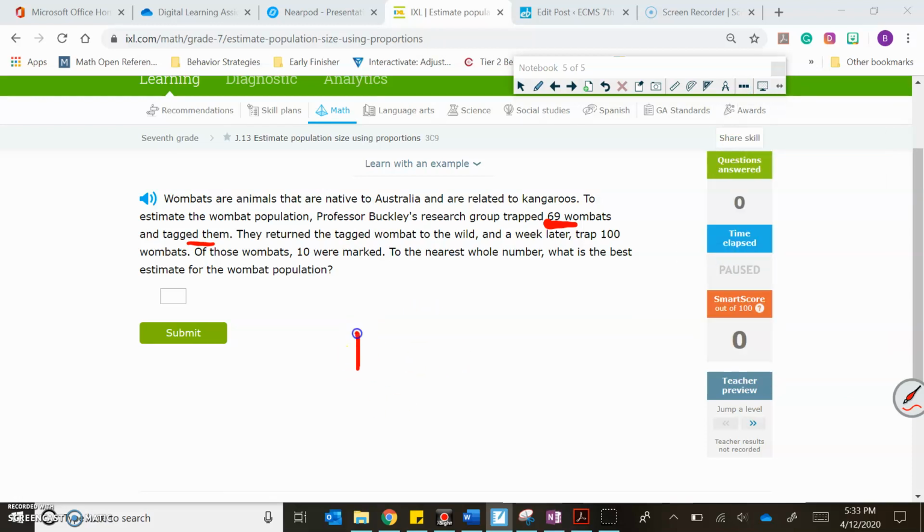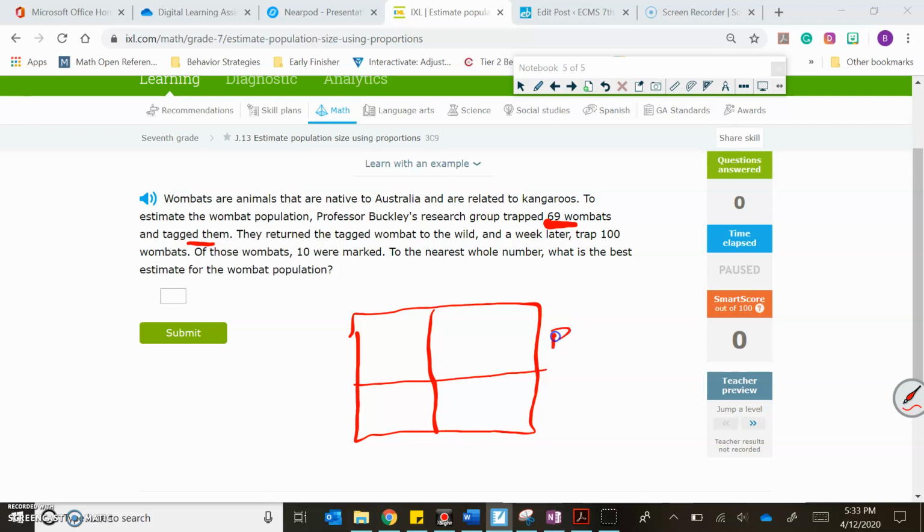Alright, so we're going to start by setting up our box because we're making predictions here. And we're still looking at a part to whole relationship. Remember that the population is always the whole. Alright, so let's start back from the beginning of our problem and look at this again. It says that Professor Buckley's research group trapped 69 wombats and tagged them. So he tagged 69. That is a part.